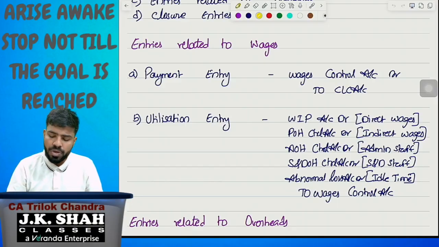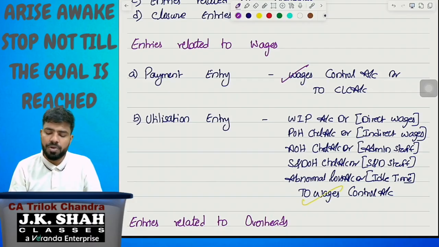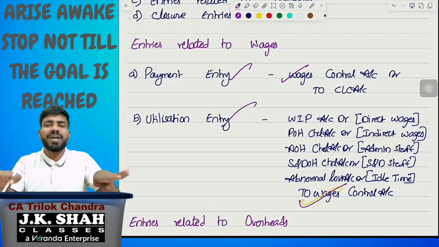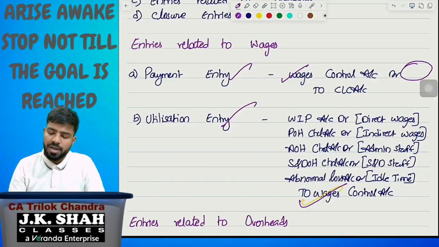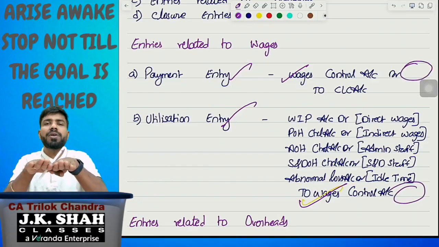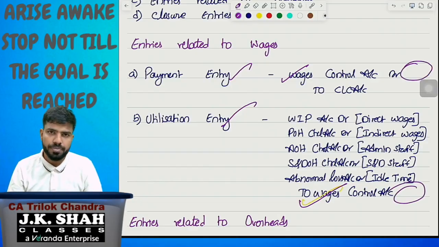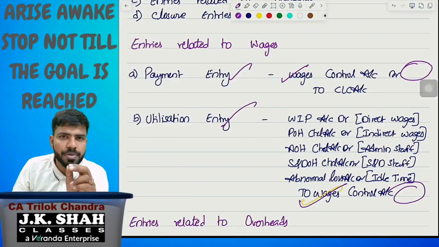Finally, we will write to wages control account. Initially we debited the wages control account. At the time of utilization, we will credit the wages control account. All of you clear about this? By passing these two entries, wages control account will get tally. Why will it get tally? Initially we debited, now we are crediting, so automatically debit will be equal to credit. Clear on the wages?